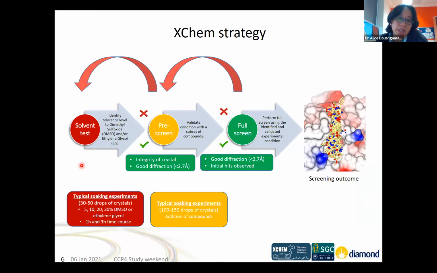Basically, you evaluate your crystal system for tolerance to DMSO or ethylene glycol, because we have the libraries in those solvents. This step basically uses about 30 to 50 drops of crystals, and we test 4 conditions, DMSO conditions or ethylene glycol conditions, and we do 2 time courses, 1 hour or 3 hours. At the end of that test, what we want to know is the integrity of your crystal and whether they still diffract in the presence of that solvent.